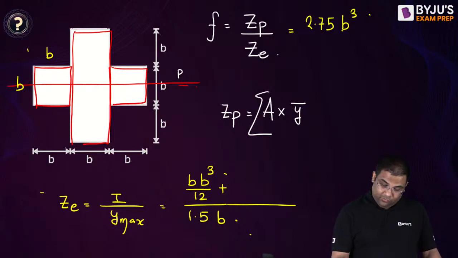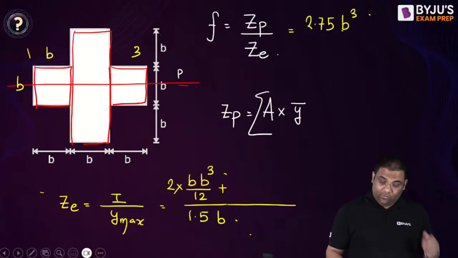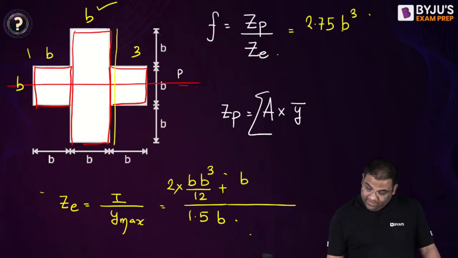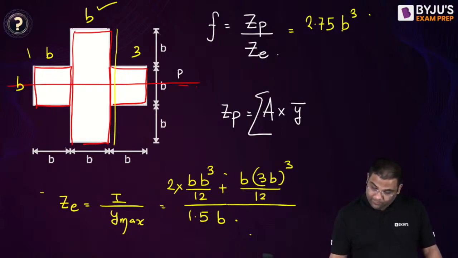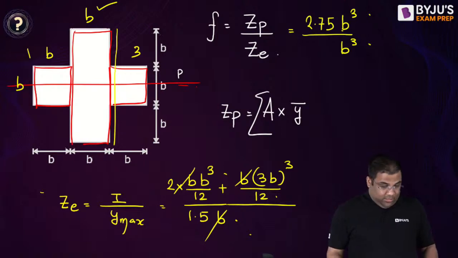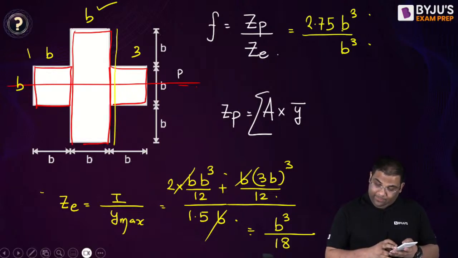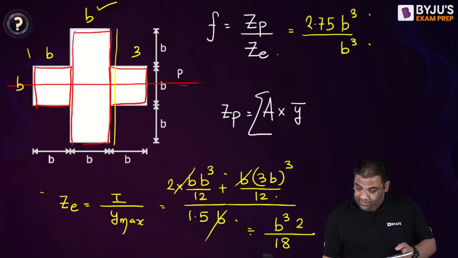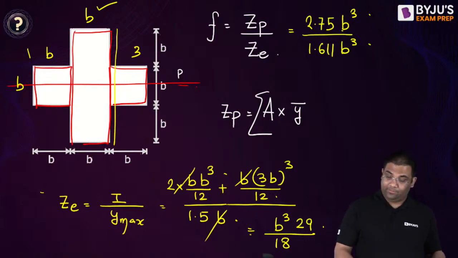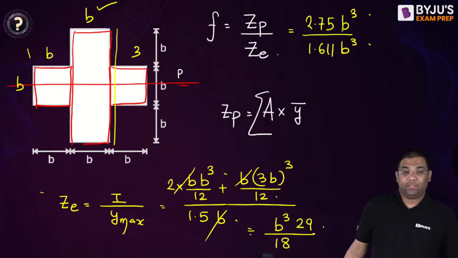Plus what? See, for the first one and third one it is the same, so I can multiply by 2. And for the center one, the width is B, depth is 3B. So B into 3B cube by 12. Game over. So the B's get cancelled, I get some B cube. How much B cube will I get? The first one is 2 by 12. If you take common, you will get B cube, then 18. 12 into 1.5, and that gives 27 plus 2, 29. You are getting 29 by 18, or 29 divided by 18, which is 1.611 B cube, right? Yes, you will get 1.611 B cube.